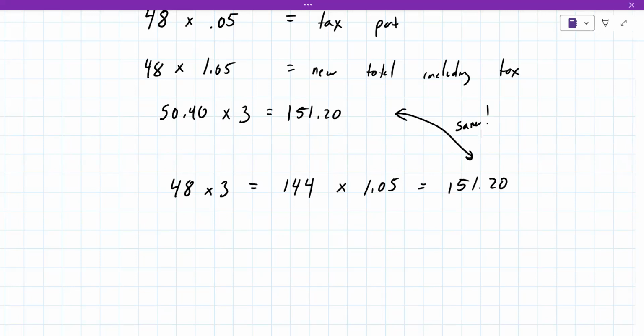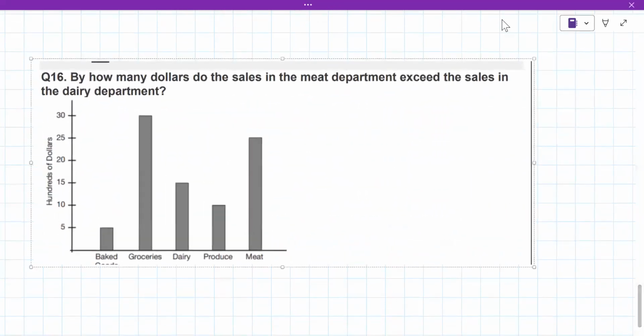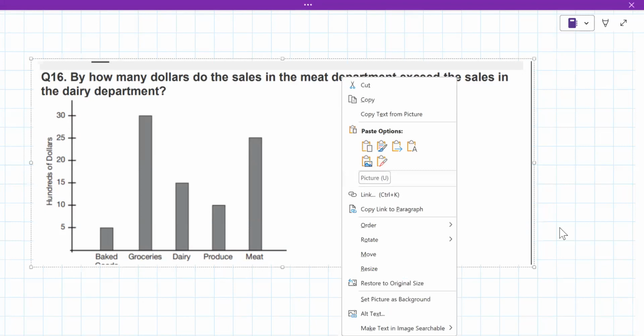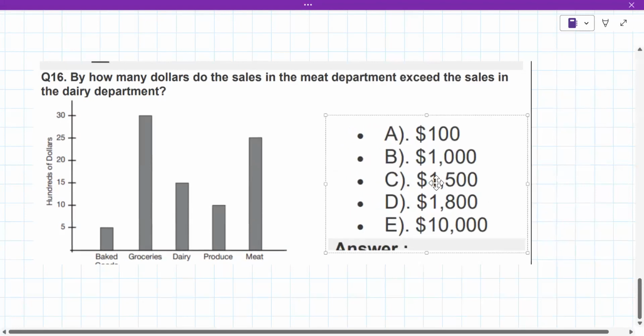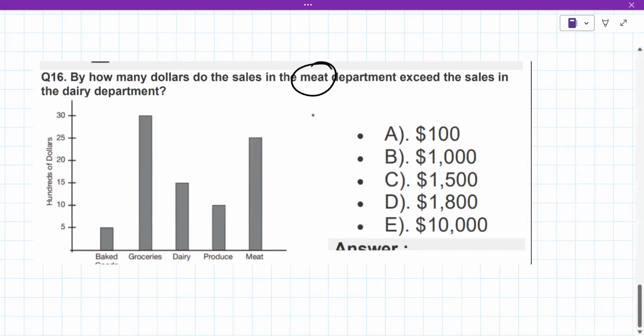Okay, let's take a look at a new problem here, something with a graph in it. Graphs are super fun. All right. Let's take a look here. How many dollars do the sales in the meat department exceed the sales in the dairy department? Okay, so it looks like we need the approximate value for the meat and the approximate value for the dairy.